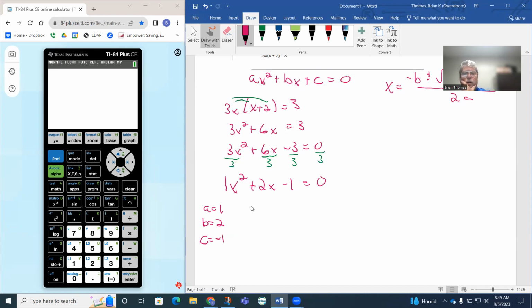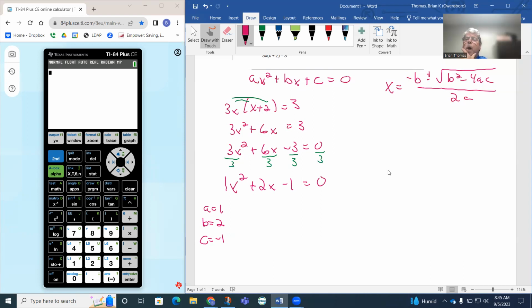So what I can do now, using the quadratic formula, is substitute in. So x is going to equal, and the formula says to start by taking the opposite of b. Since b is 2, the opposite of a positive 2 is a negative 2. And then I have my plus or minus the square root of b squared, so it's 2 squared, minus 4 times a, which is 1, times c, which is negative 1. And then I'm going to divide all that by 2 times a. Since a is 1, 2 times 1 is just 2.